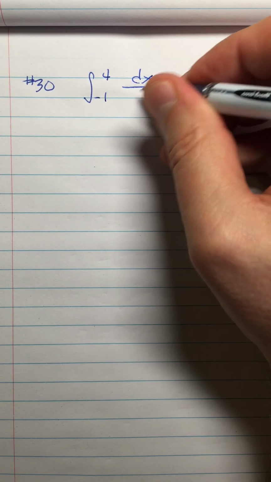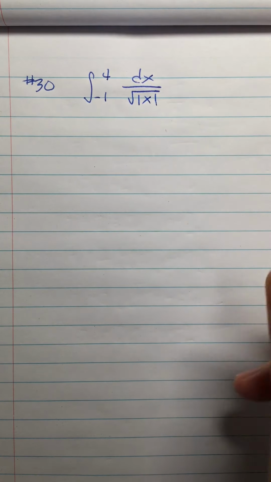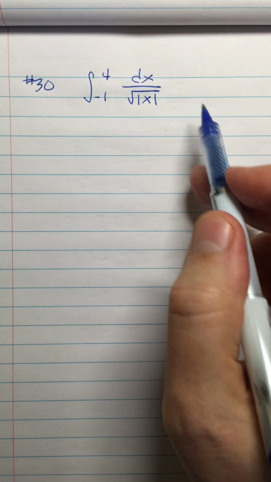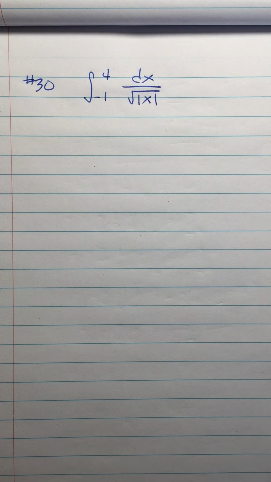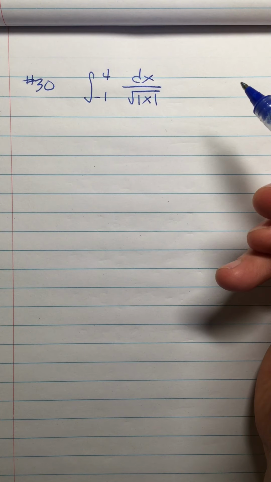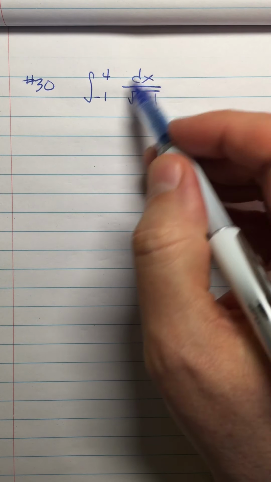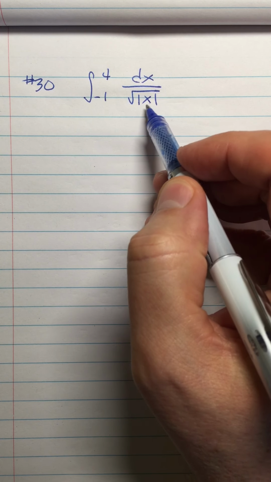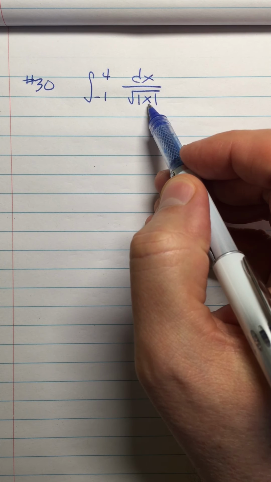So number 30 is the integral from negative 1 to 4 of dx over square root absolute value of x. They put the dx up here just to be fancy or something. So this one you have to look at and really think, how would I even know that this is an improper integral by looking at it? Where's the discontinuity? The discontinuity is when x equals 0, because the denominator will be undefined.